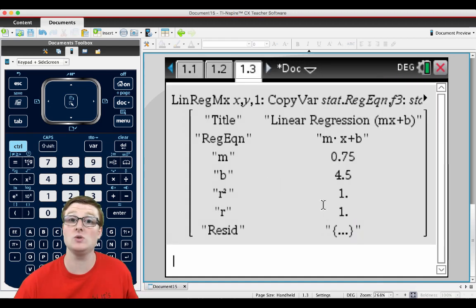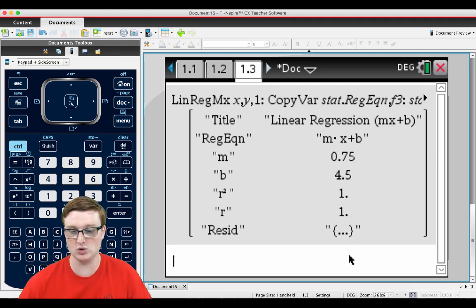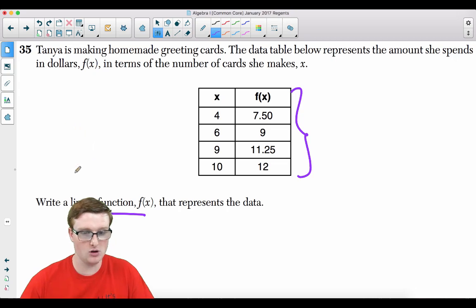Click OK. Okay, so we have our information here. Your slope is 0.75, your b is 4.5, and your correlation coefficient is 1. All right, so I'm going to go right over here.